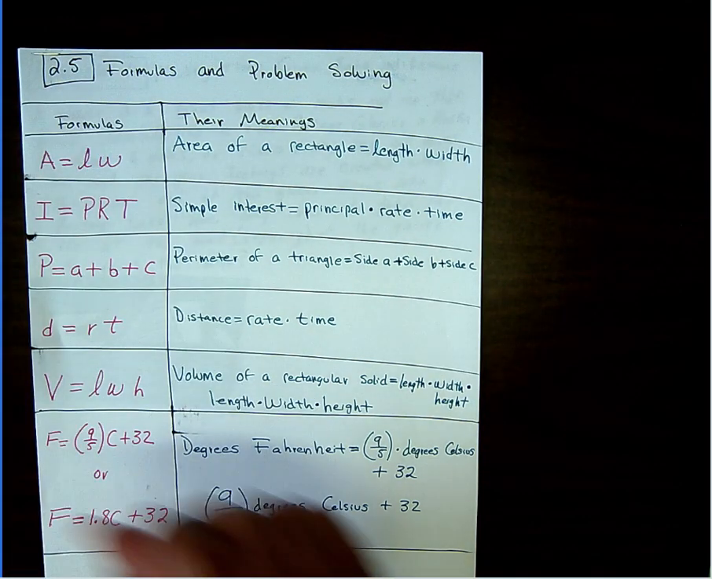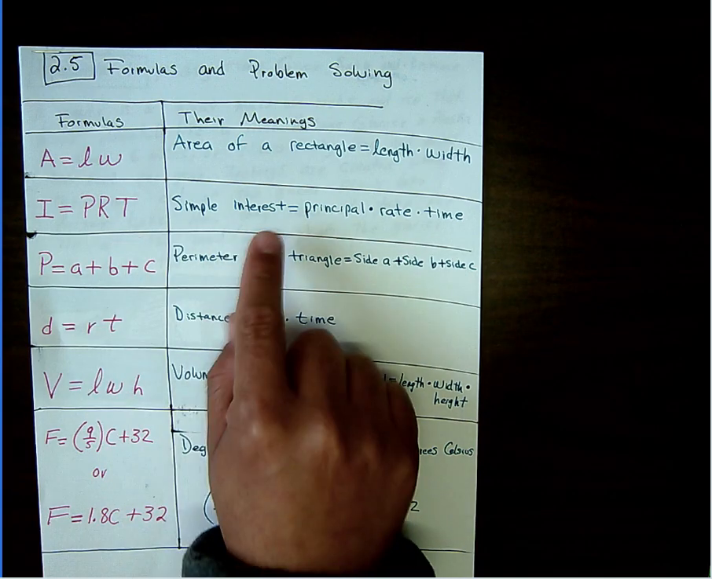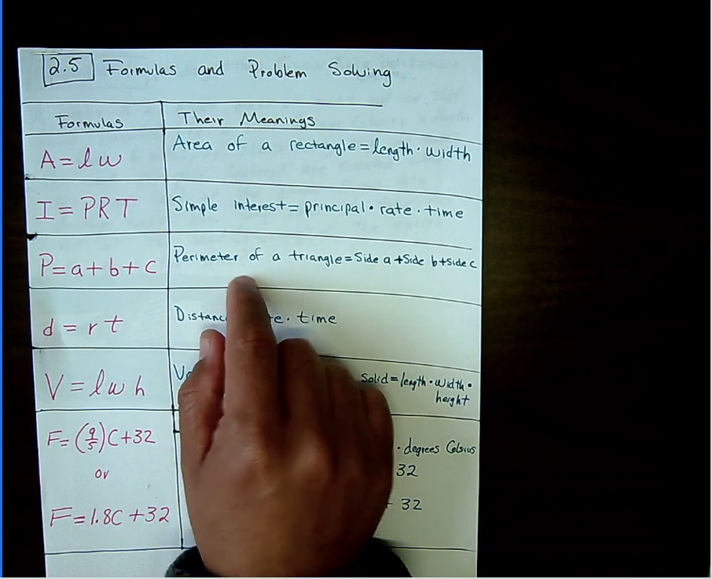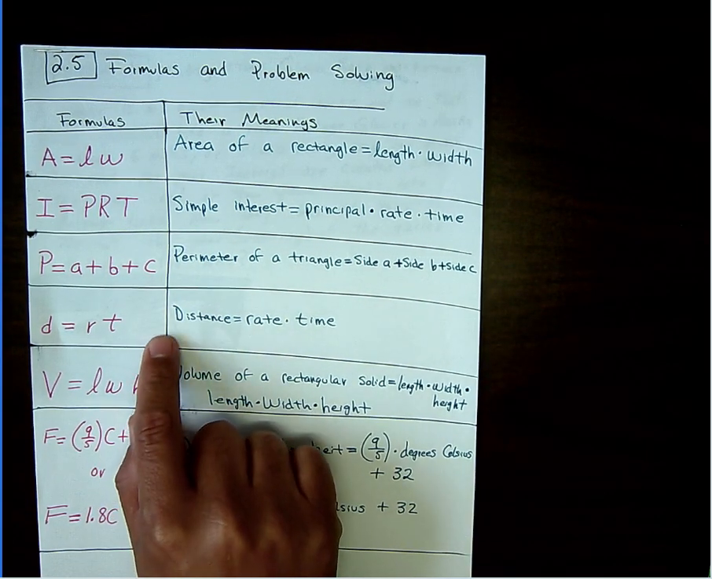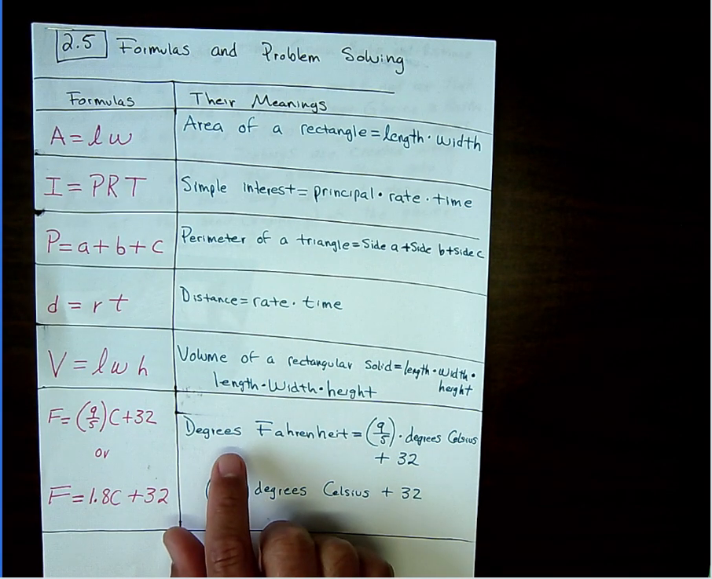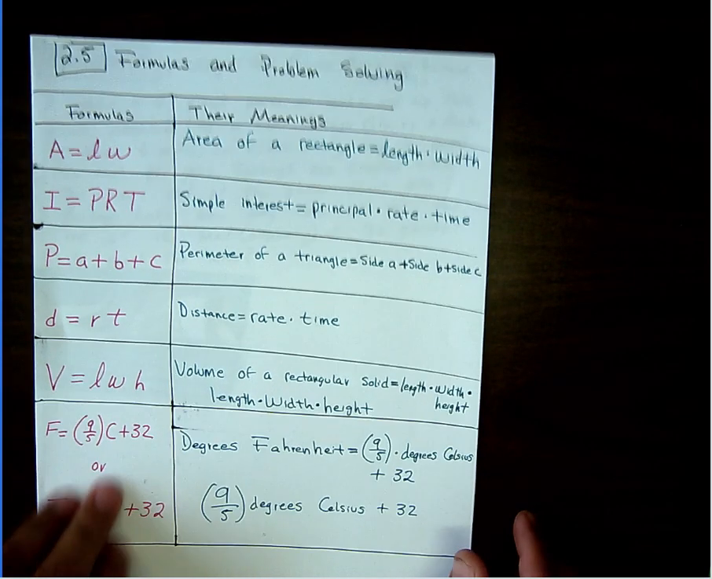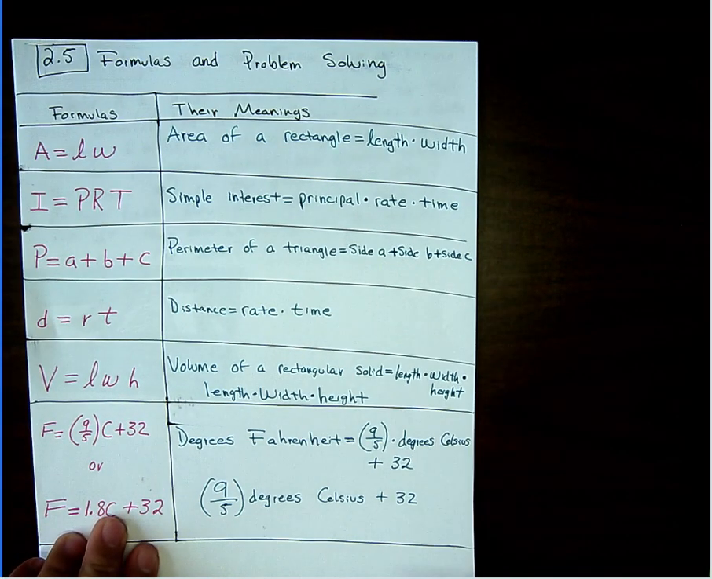So these are just some of them. Area of a rectangle, simple interest. This is our perimeter, this is distance, volume, and degrees Fahrenheit to Celsius. So those are some.